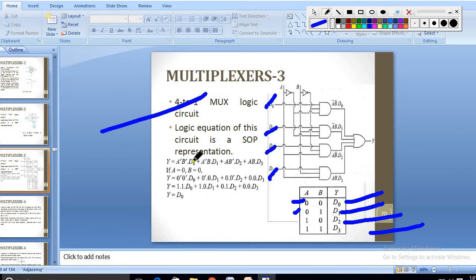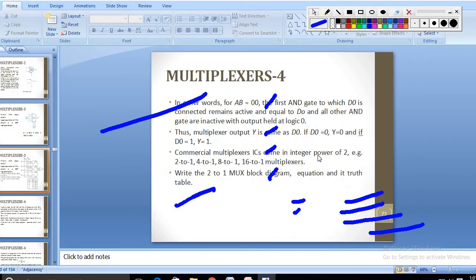How will we get D0? In this expression, put A 0 and B 0, and we will get D0. If A is 0 and B is 1, you will get D1, like that. If you put A as 1 and B as 0, you will get D2. Like that you have to obtain. Is this clear?